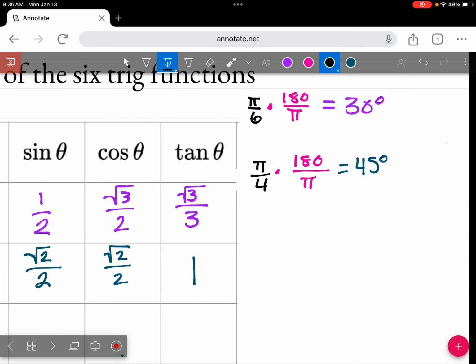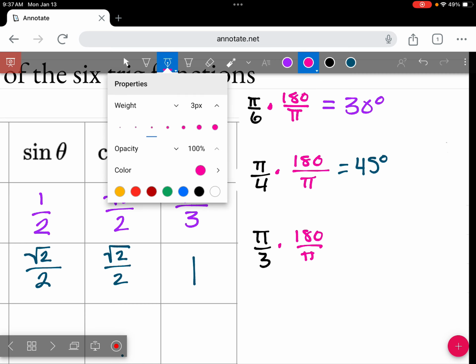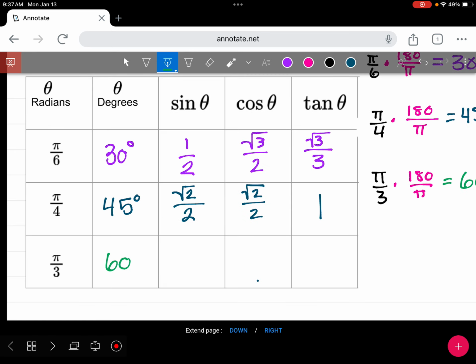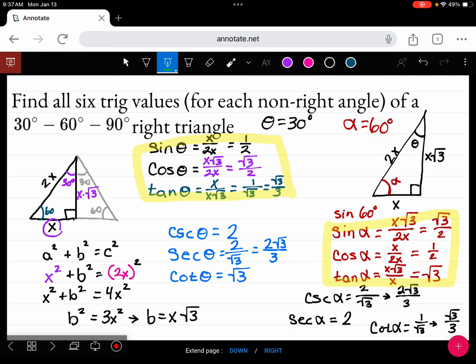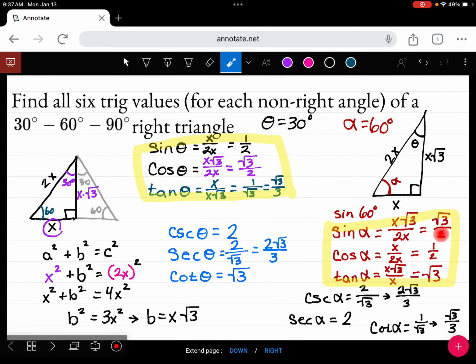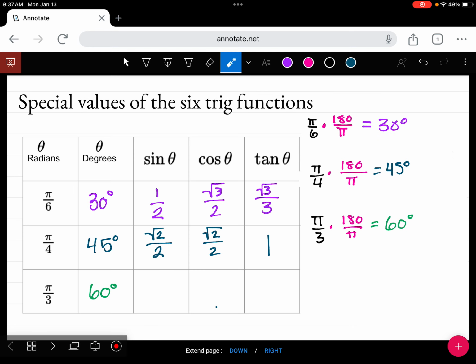The next one, I'm going to say, is our pi over 3, our third one here. Converting in the same way, just so we can see it, 180 over pi. What's our degrees? 60 degrees. Oh, snap. Have we done that one too? Wasn't that alpha? This one. We did our 30. We did our 60. We did our 45. Okay. So these are our values here.